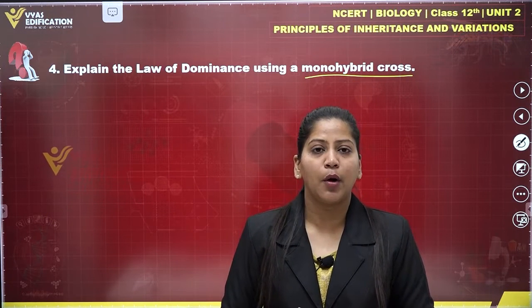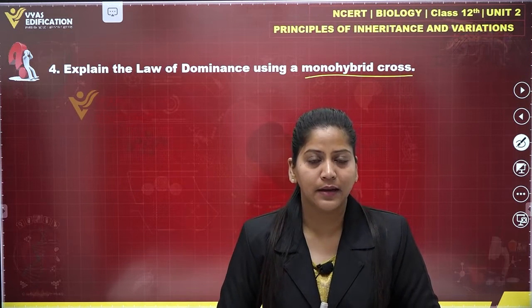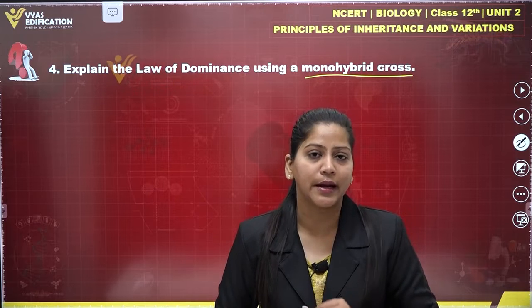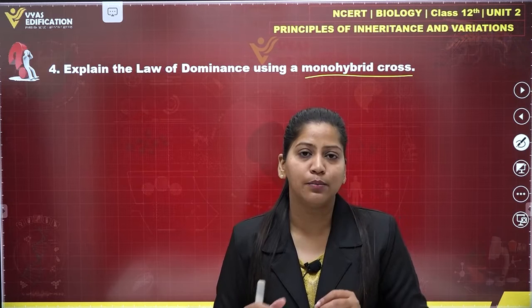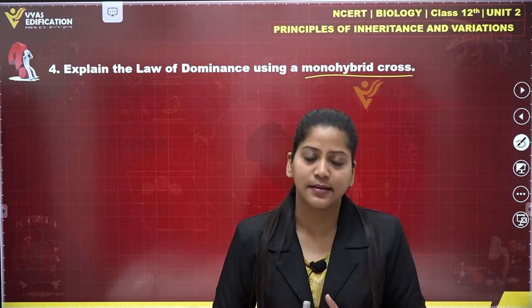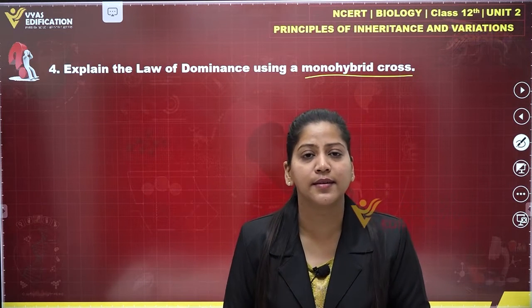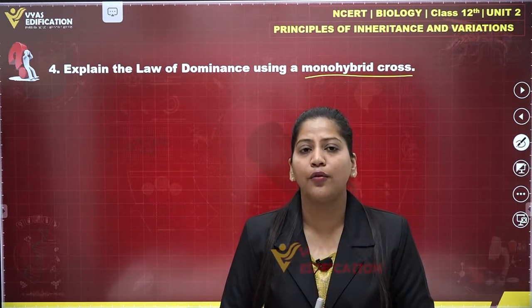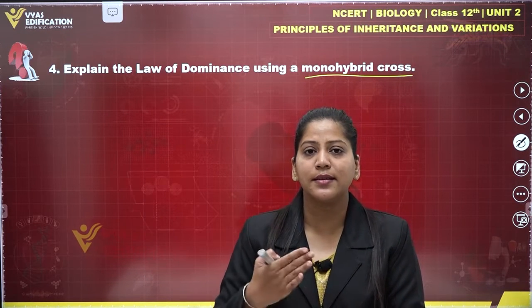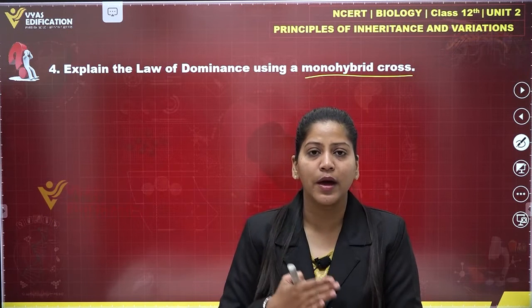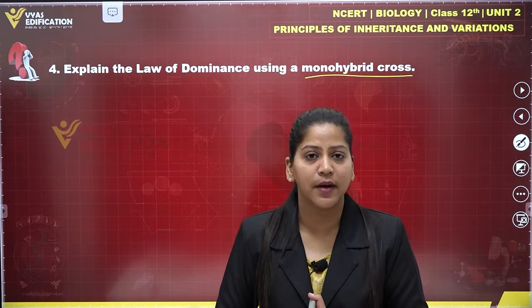First of all, what is the law of dominance? The law of dominance states that a dominant allele of a character in a monohybrid cross expresses itself and suppresses the expression of another, recessive allele. This is the law of dominance. A dominant allele expresses itself in a monohybrid cross, whereas it suppresses the expression of the recessive allele.